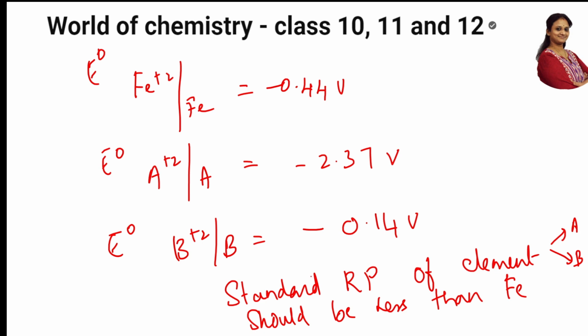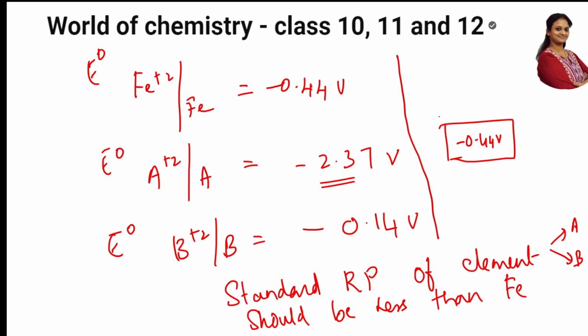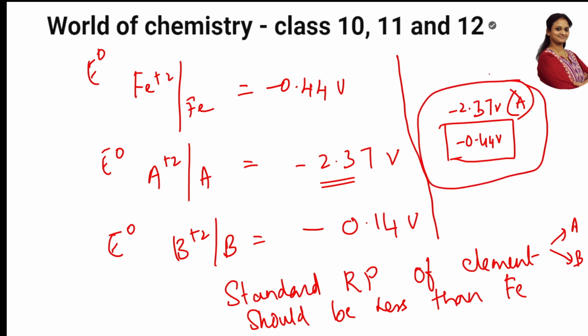That means the one which is having lesser reduction potential, or standard reduction potential, than iron will work best. So this iron here is how much? Minus 0.44. Tell me, among these two, which one is having lesser reduction potential? The lowest one, the A one, right? That means minus 2.37 volts, that's nothing but A, will coat iron perfectly. Because this reduction potential is less, it will undergo more oxidation. It undergoes oxidation faster. All right.